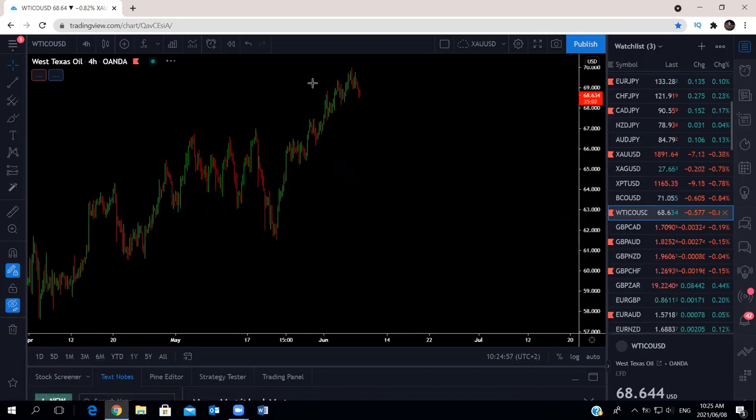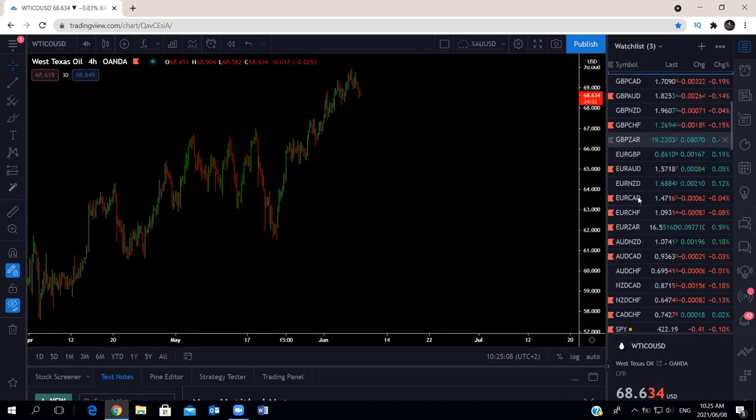Okay, so it's the same thing here. We're getting a pullback here. In 3, we should see continuation to the upside. So that's the similar pullback that we're getting and what we're expecting on CAD-Chief.